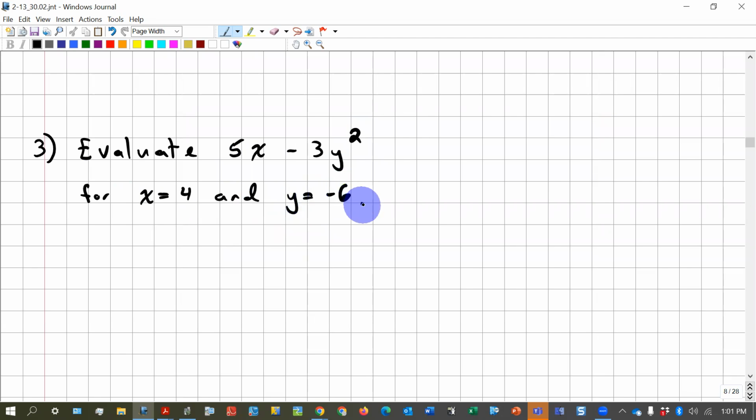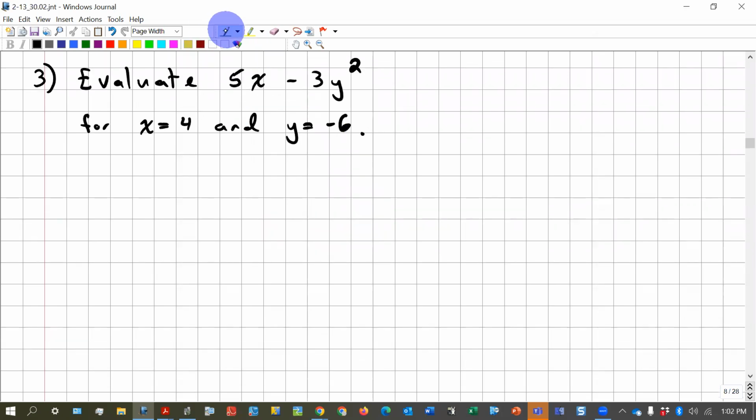You might be given an expression that has more than one variable in it. In order to evaluate it, you have to be given a number for each of the variables. So this time, I'm going to take the X out, and I'm also going to take the Y out. Where I see X, I'm going to put 4, and where I used to see Y, I'm going to put -6.